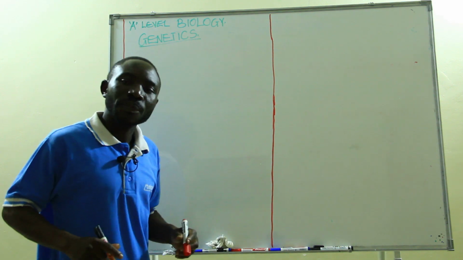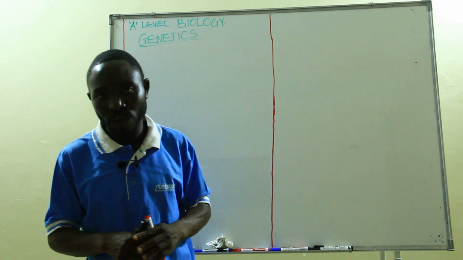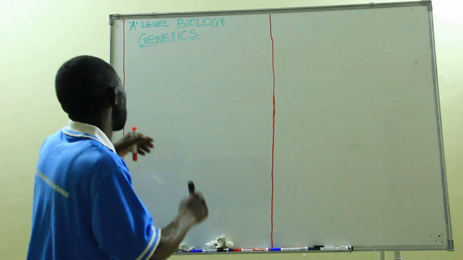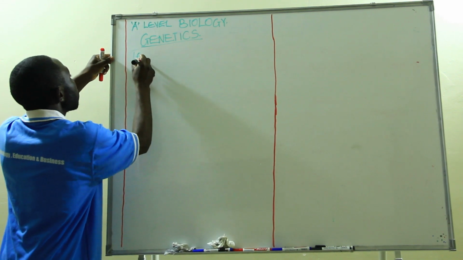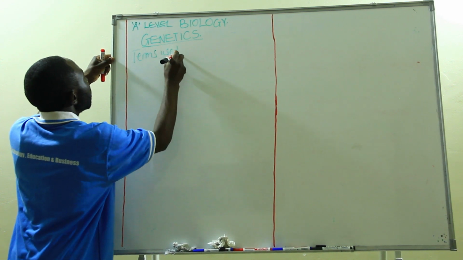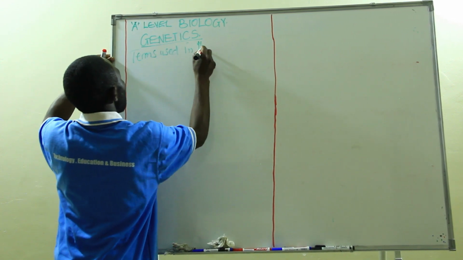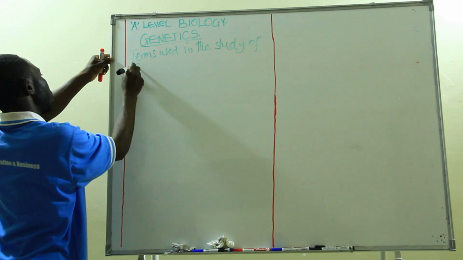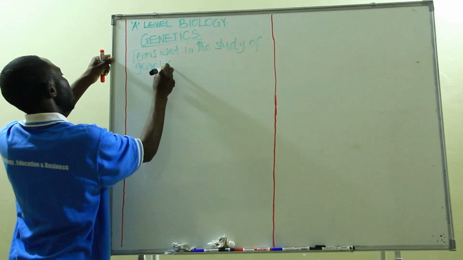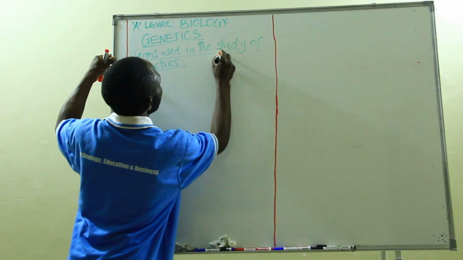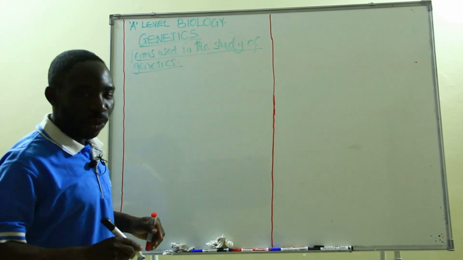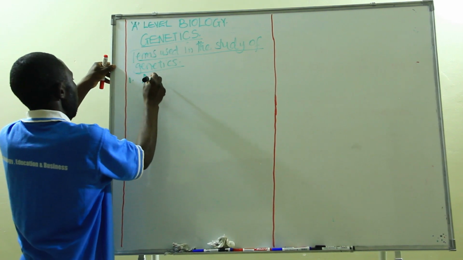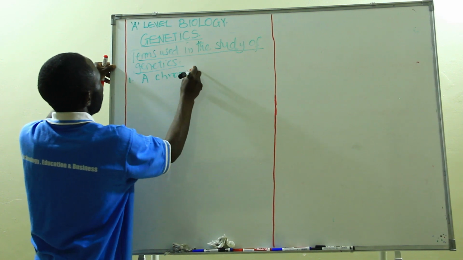In the study of genetics, there are a number of terminologies or terms that you look at while studying genetics. So we can write: terms used in the study of genetics. One of them is a chromosome.